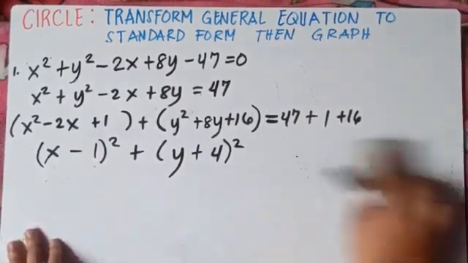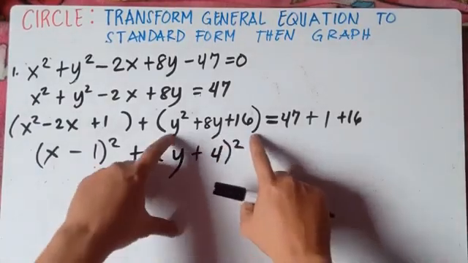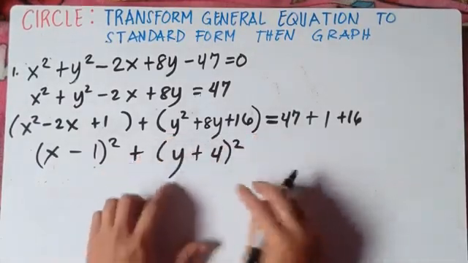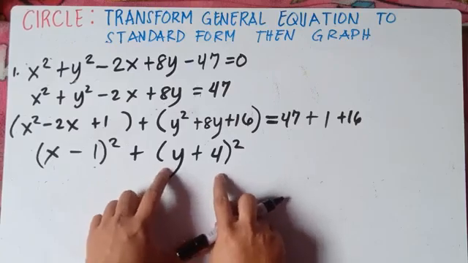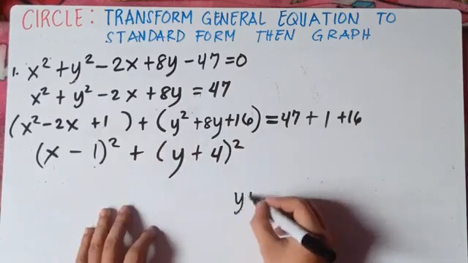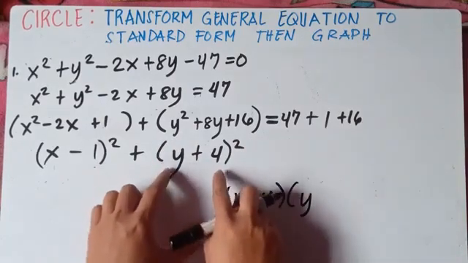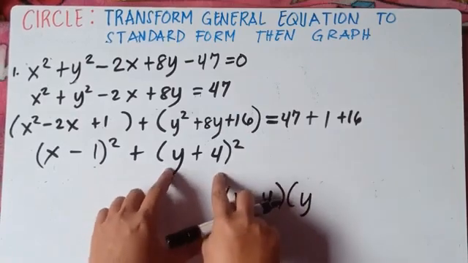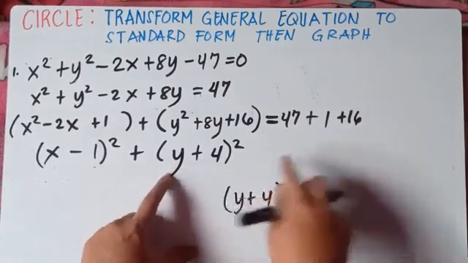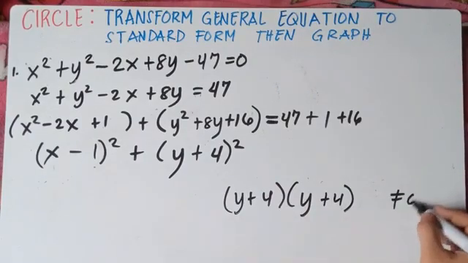Because if we do the long method, that's actually okay. You factor this out, class. If you still remember, let's try to check if this is really the square of binomial of this equation. This is y plus 4 squared. It means that you multiply y plus 4 twice. Let's do the FOIL method to see if we get the same answer.